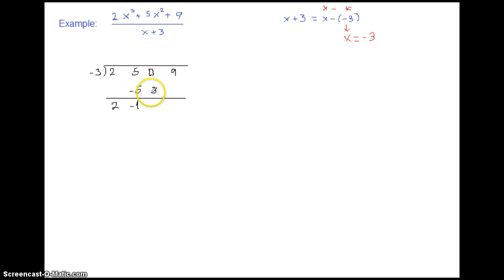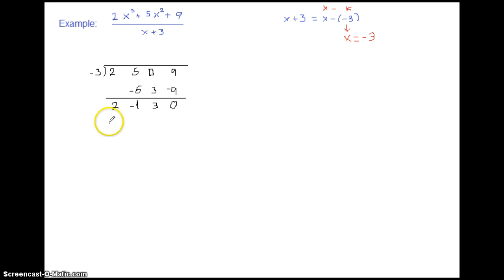We add the two numbers in this column. The result is 3. We multiply again k by this number. Negative 3 times 3 is negative 9. So 9 and minus 9, if you add them, we get 0. So this is the column for the remainder. The remainder is 0. Now we divide third degree polynomial by first degree polynomial. We should get the second degree polynomial.